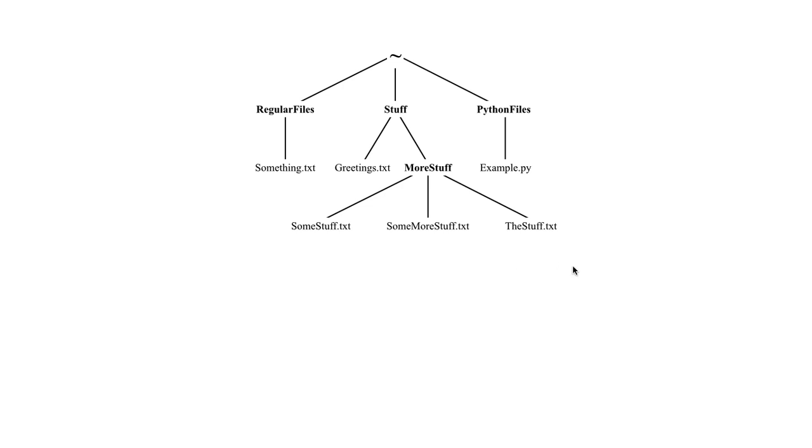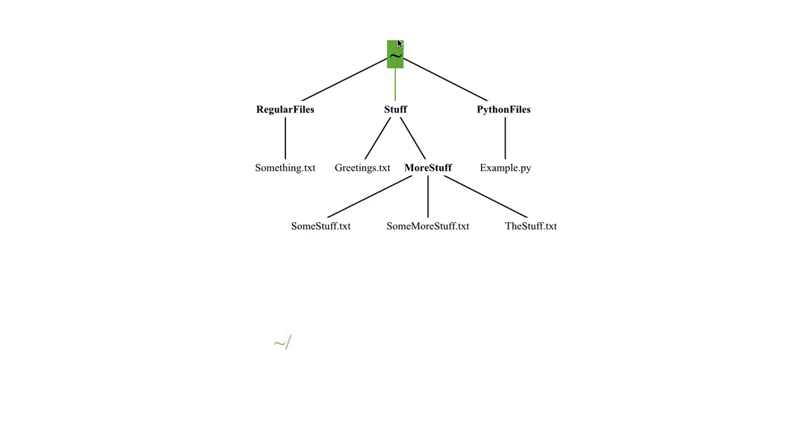Let's take a look at another example. Let's say we're interested in the stuff.txt, which resides in a directory called more stuff, which resides in a directory called stuff, which resides in our home directory. Same idea as before, we simply spell out the path that we want the computer to take to get from the starting point to the ending point.